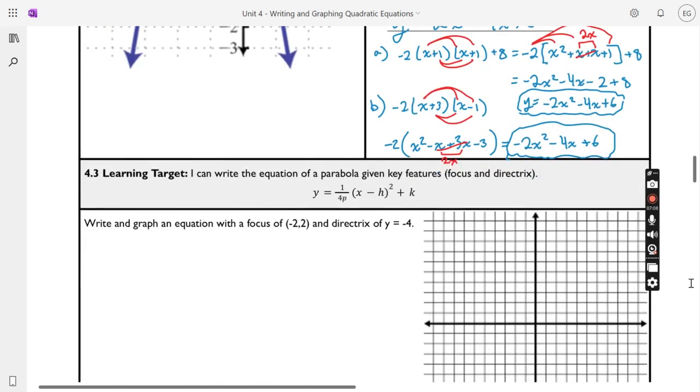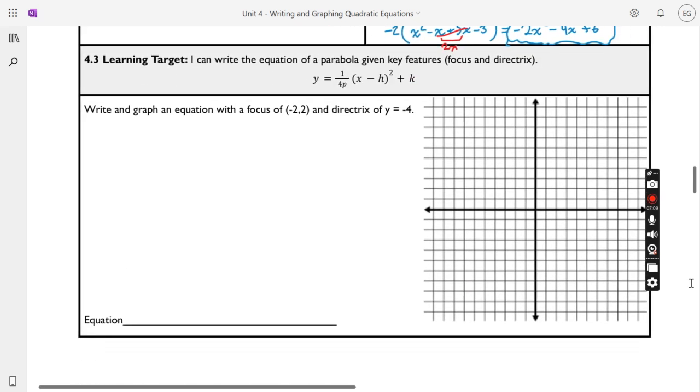Okay, let's move on to the next one. So there's going to be several questions on this. It's going to be about writing the parabola using the focus and directrix and the p that comes about it. So the best way to do this is just to understand what the p is. The p will always be the distance from the vertex to the focus or the directrix. And we'll see what we mean once we graph this.